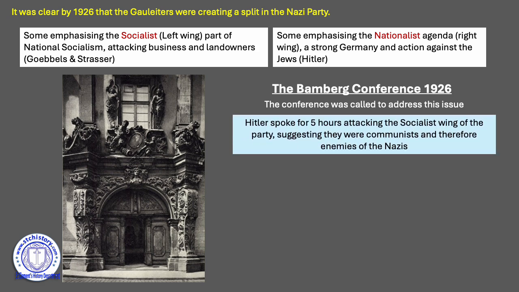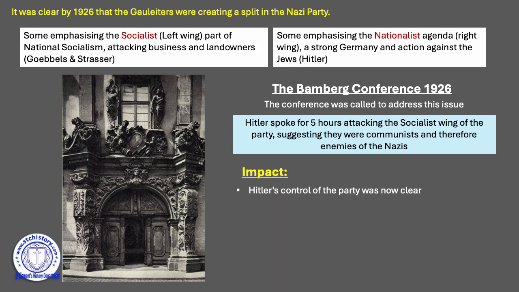So Hitler calls this meeting and he rambles on for 5 hours attacking the left of his party, the socialist wing, suggesting they were communists and they're enemies of the Nazis and all of those things. Bear in mind, all these people sat in this building listening to this, they're all Nazis. They all think, what's going on here? But what Hitler is essentially doing here is he's getting rid of his competition, especially on the left, and he is going to end this conference as its undisputed, undoubted leader.